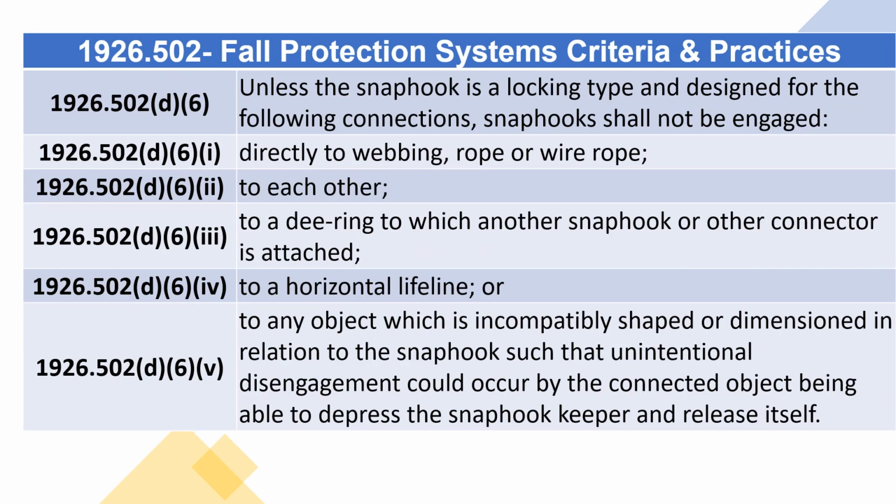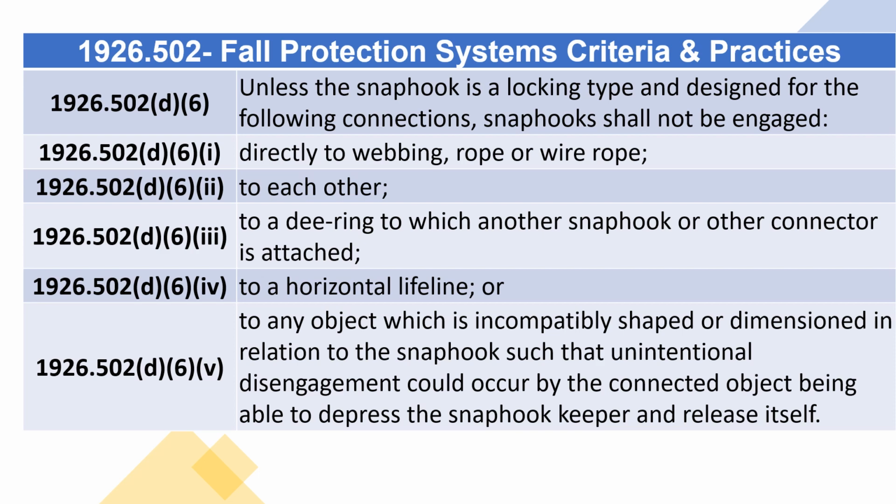1926.502(d)(6). Unless the snap hook is a locking type and designed for the following connections, snap hooks shall not be engaged: (i) through (v): directly to webbing, rope or wire rope; to each other; to a D-ring to which another snap hook or other connector is attached; to a horizontal lifeline; or to any object which is incompatibly shaped or dimensioned in relation to the snap hook such that unintentional disengagement could occur by the connected object being able to depress the snap hook keeper and release itself.